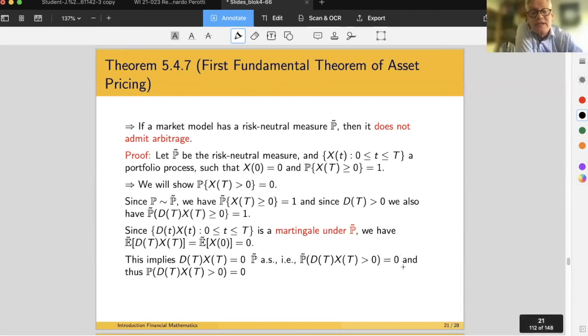And again, because these probability measures are equivalent measures, we also have that the probability P of the discounted portfolio process at final time being greater than 0 is equal to 0 as well. And again, that tells us that the discounted portfolio process at final time capital T is equal to 0, and now P almost surely, right?